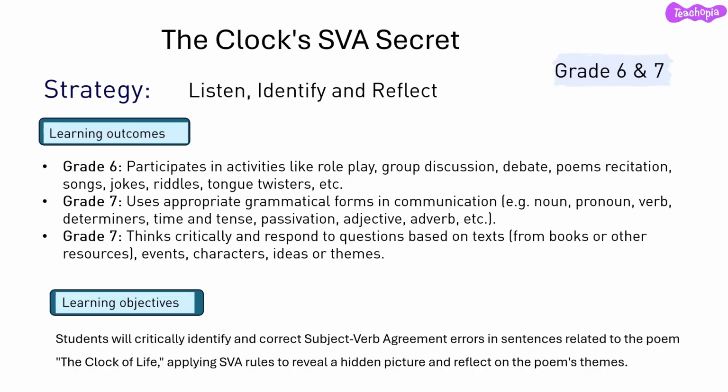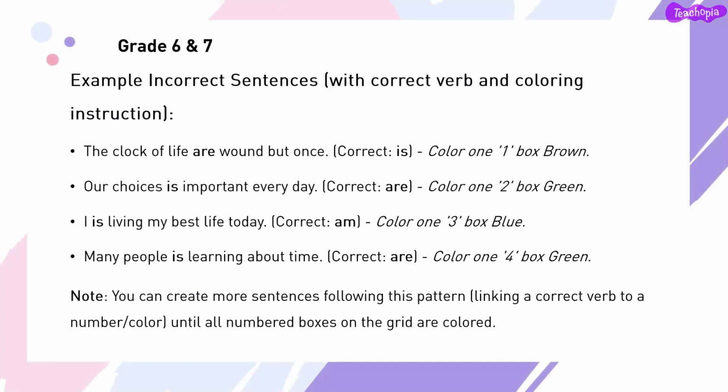And the learning objectives: students will critically identify and correct subject-verb agreement errors in sentences related to the poem The Clock of Life, applying SVA rules to reveal a hidden picture and reflect on the poem's themes. Here the same activity, but the sentences will be different for grade 6 and 7. Example, incorrect sentences with correct verb and coloring instructions.